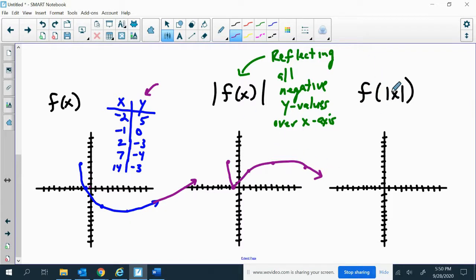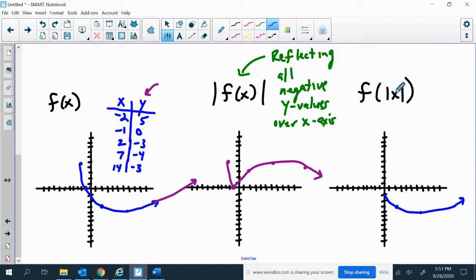So that's what would happen in the long run in this function. Now, f of the absolute value of x, what ends up happening is that all negative x values that are substituted in, we have to take the y value that is associated with the positive x value. So everything on this side kind of stays the same. So 2, -3 stays the same. 7, -4 stays the same. 14, -3 stays the same.